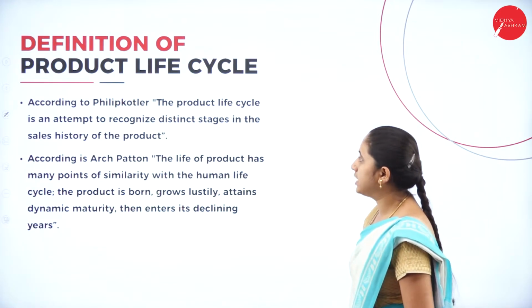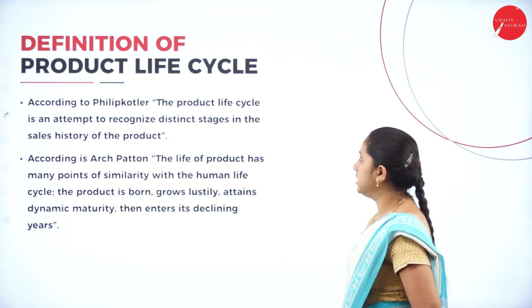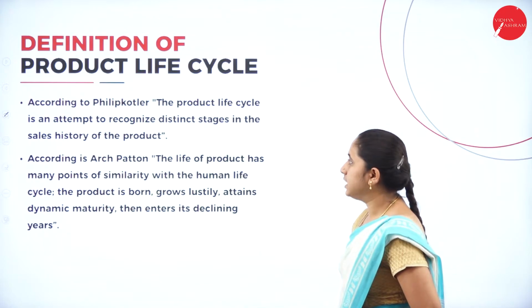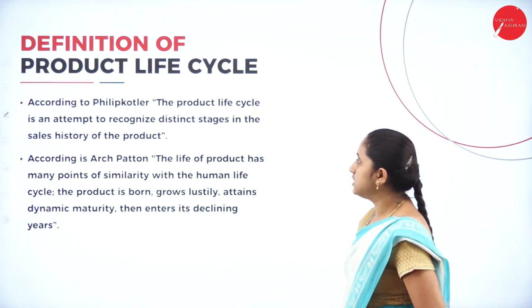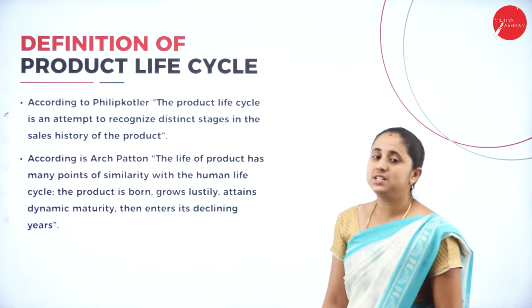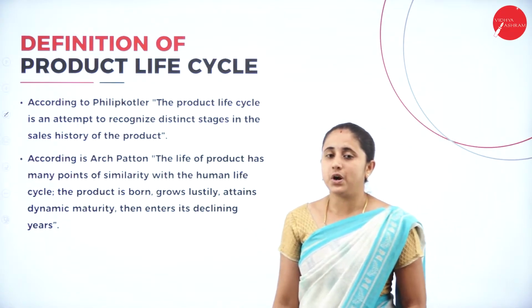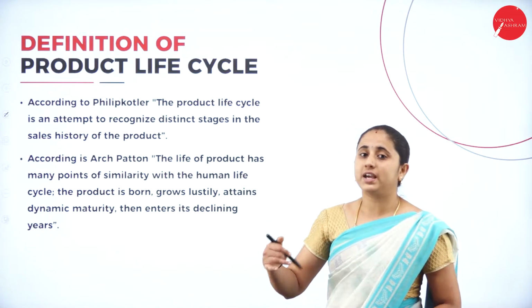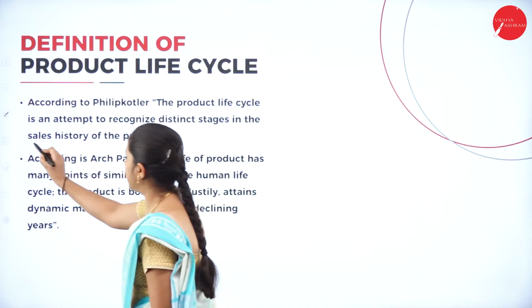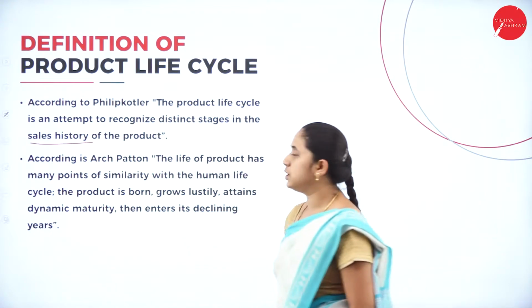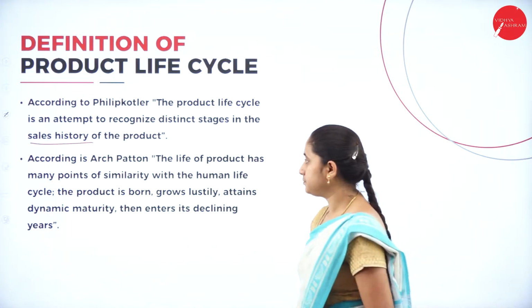Definition of product life cycle. According to Philip Kotler, the product life cycle is an attempt to recognize distinct stages in the sales history of the product. That means it is an attempt to recognize the sales history of the product.